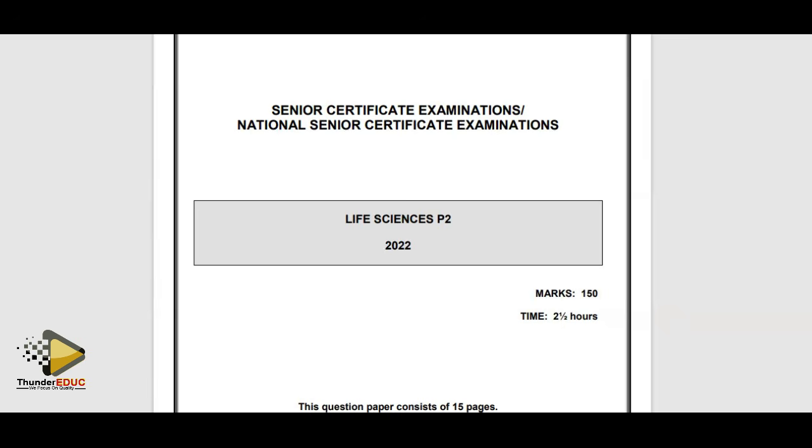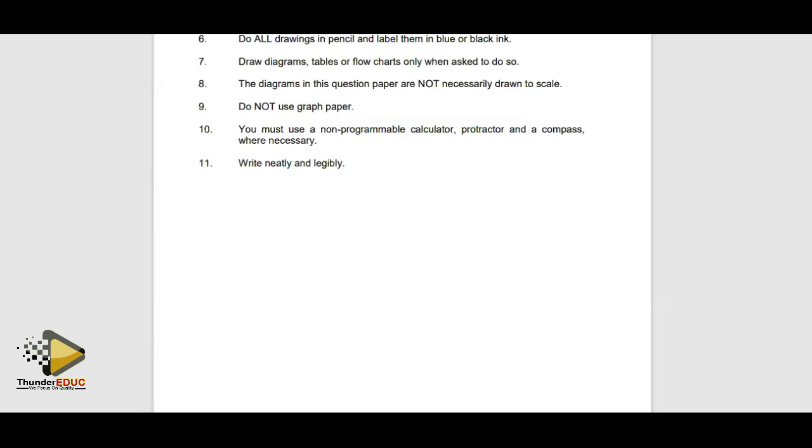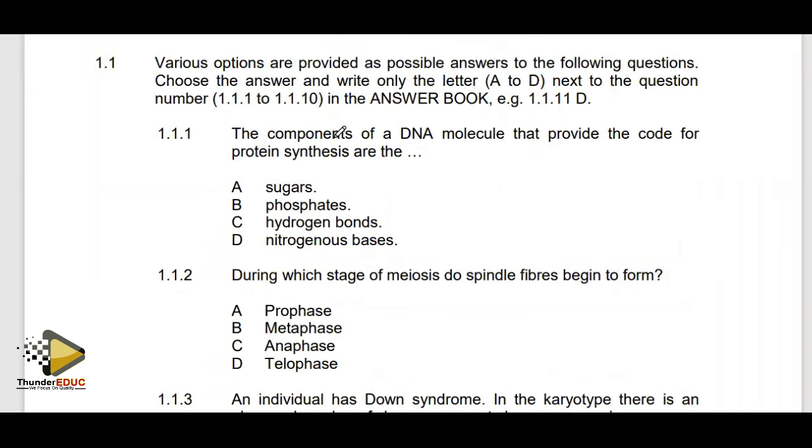On the side of the objective, I'm going to be a bit faster. Let's start with Section A. The component of the DNA molecule that provides the code for protein synthesis. Which component of the DNA molecule provides the code for protein synthesis?